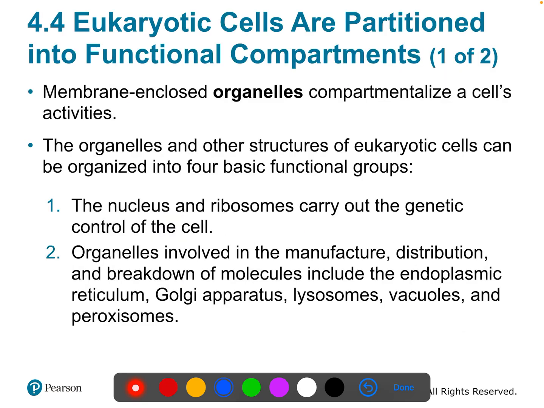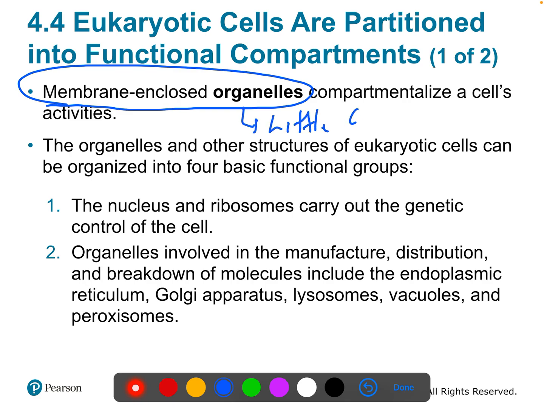Eukaryotic cells are partitioned into little tiny compartments. Those partitions are based on these organelles. And of course, the organelles, that means little organs, are the structures responsible for helping the cell do the things that it needs to do to survive. Because remember, cells are living things.